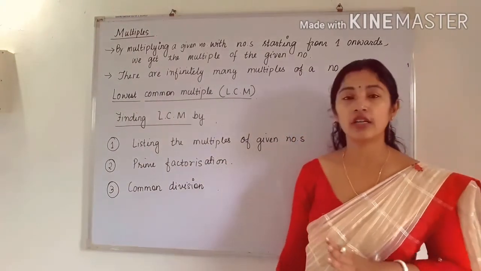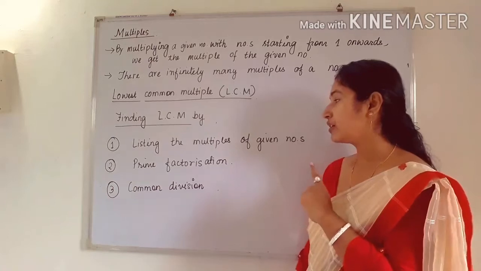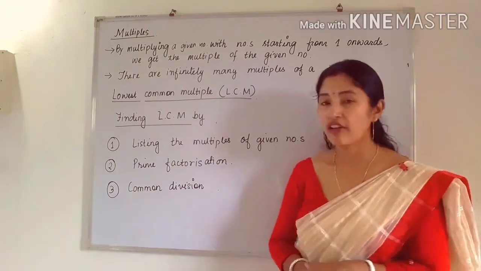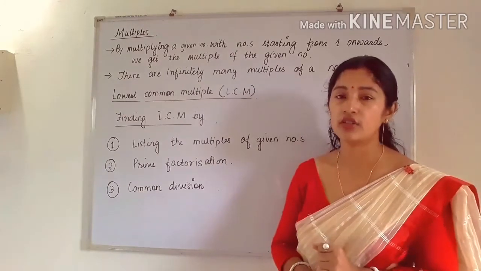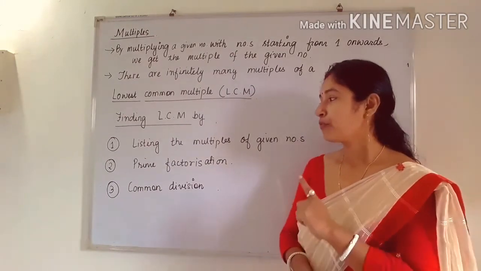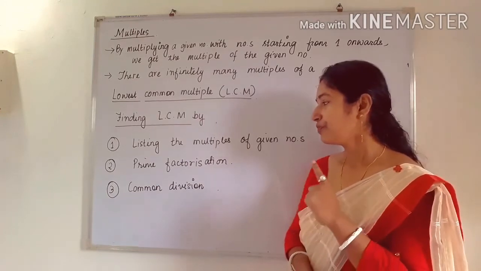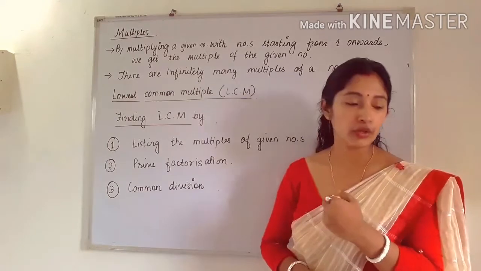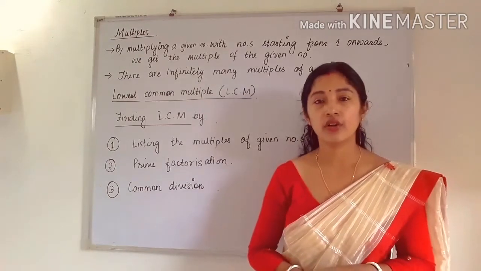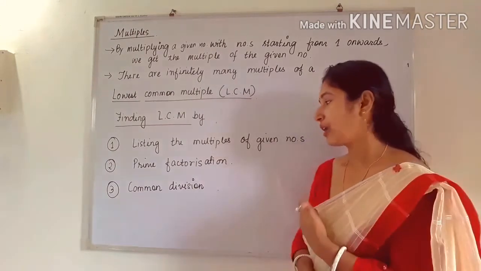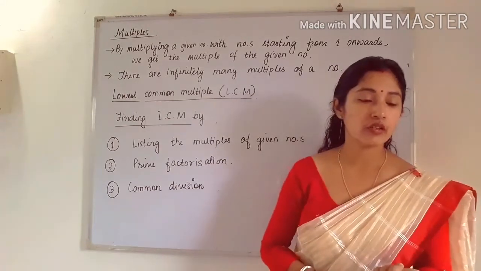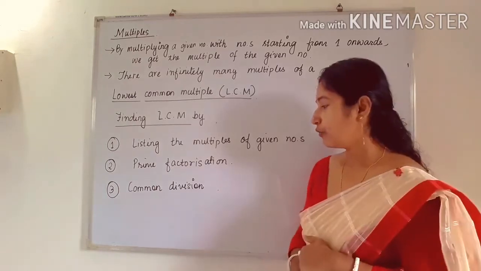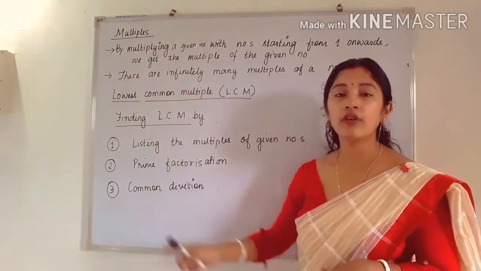Now there are methods for finding LCM. Here you have to study 3 methods. The first method is listing the multiples of the given numbers. Number 2 is prime factorization, and number 3 is the common division method. First I will discuss listing, in exercise 4.6. Similarly, the prime factorization method I will discuss in exercise 4.7, and in 4.8 I will discuss the common division method.